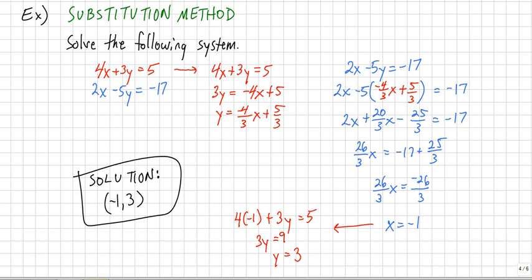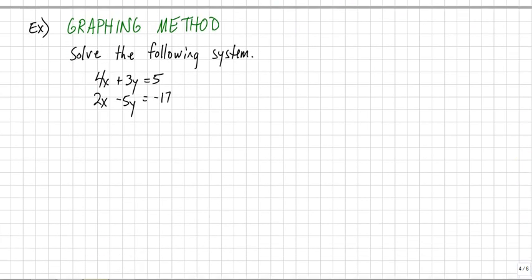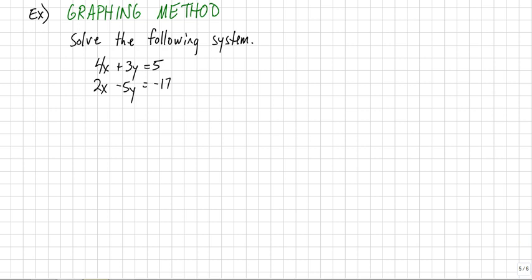So you've seen the system solved using elimination and substitution, and both got us the same exact answer. So let's do this one more time, but by graphing it. So we're going to solve both of these equations for y, that way we can graph them. So same two equations, same system, we already know what the answer is, but let's see how we get that same answer by graphing it.